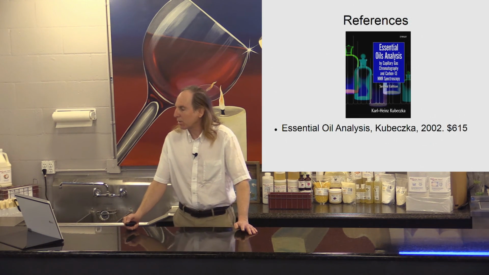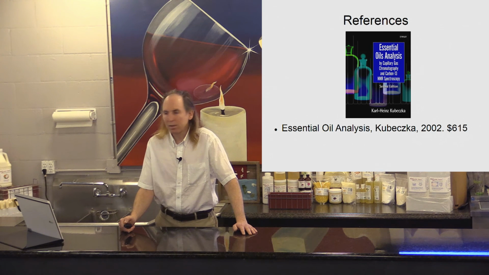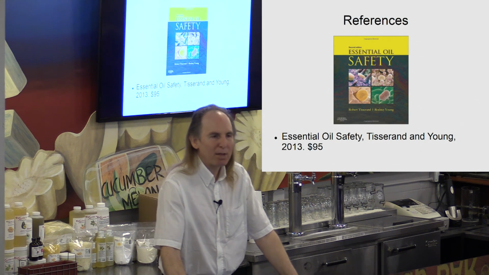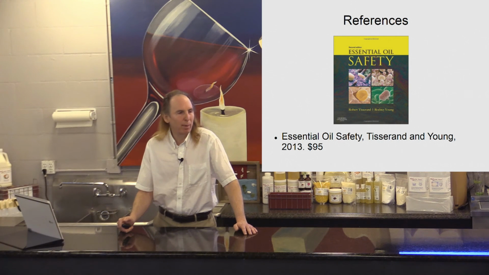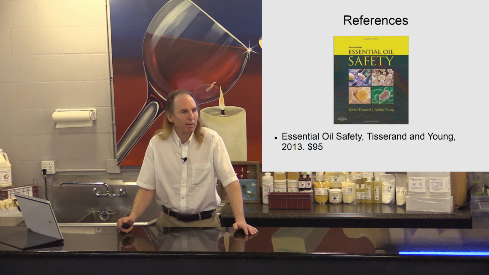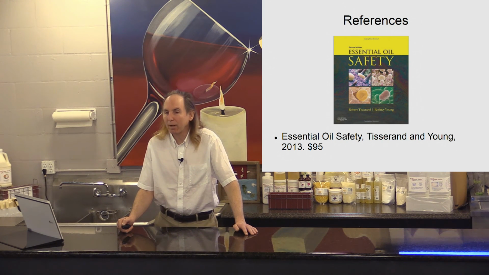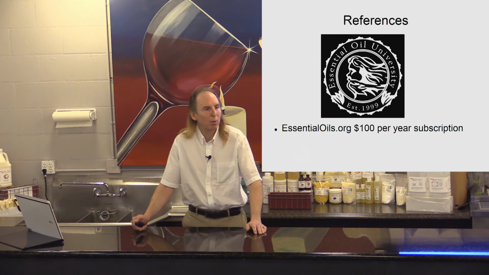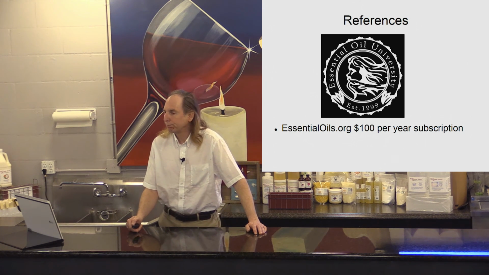So the resources I use: Essential Oil Analysis by Kubecka is a $615 book. Really, really good book. Highly recommend it. But this is also a good book. Essential Oil Safety, the title makes you think it's just about safe handling of essential oils, but in fact it includes a lot of information about what should be in lavender oil. That's only $95. There's Essential Oil University. This is a website that is subscription-based. You pay $100 a year, and you have access to thousands and thousands of GC reports for essential oils.